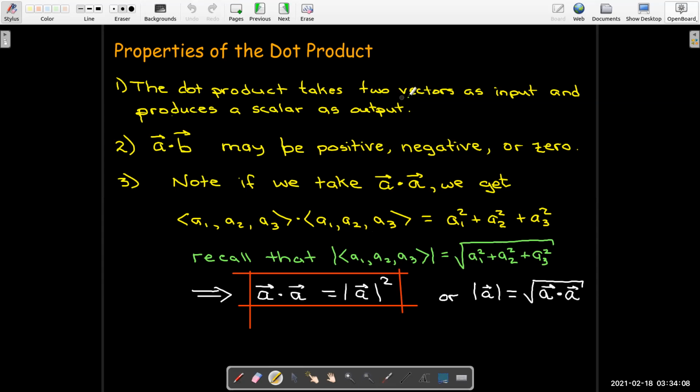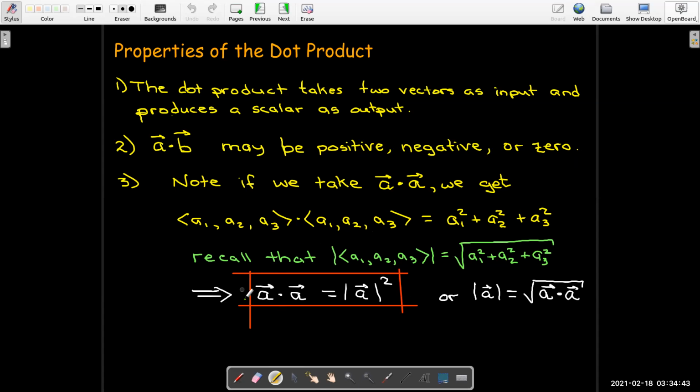The dot product is a product of vectors, so an operation on vectors, but it provides you a scalar as output. It could be positive, negative, or zero. And in fact, we learned that that depends on the angle between the vectors. If the angle is acute, it's positive. If it's obtuse, it's negative. And if it is a right angle, so the vectors are orthogonal, then the dot product is zero.